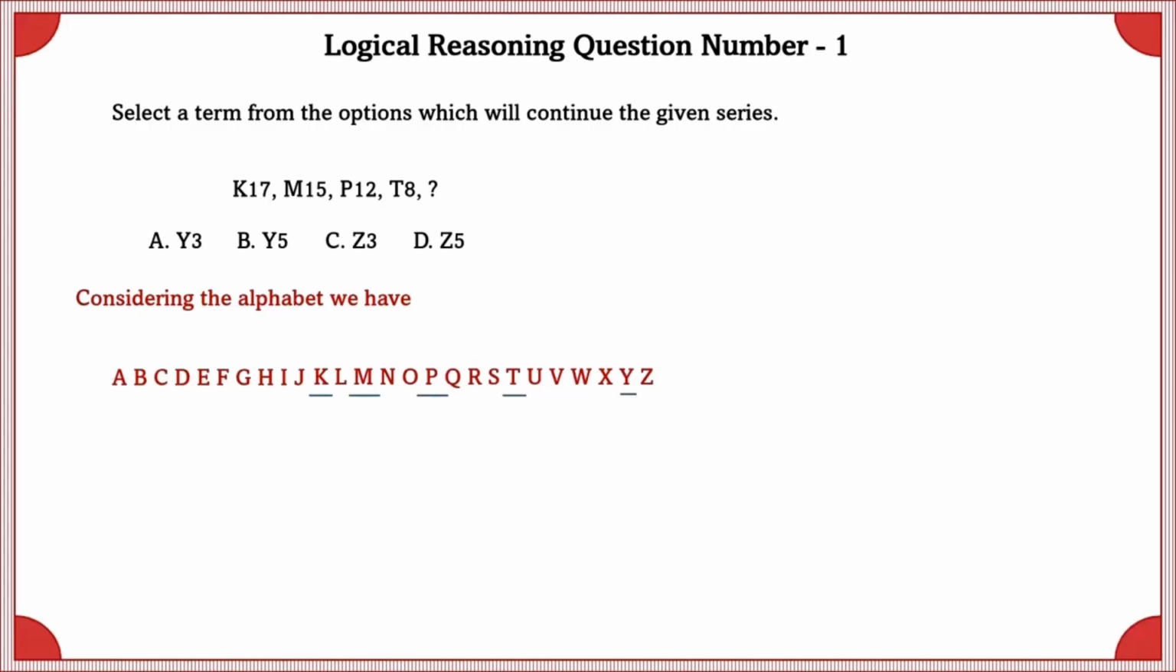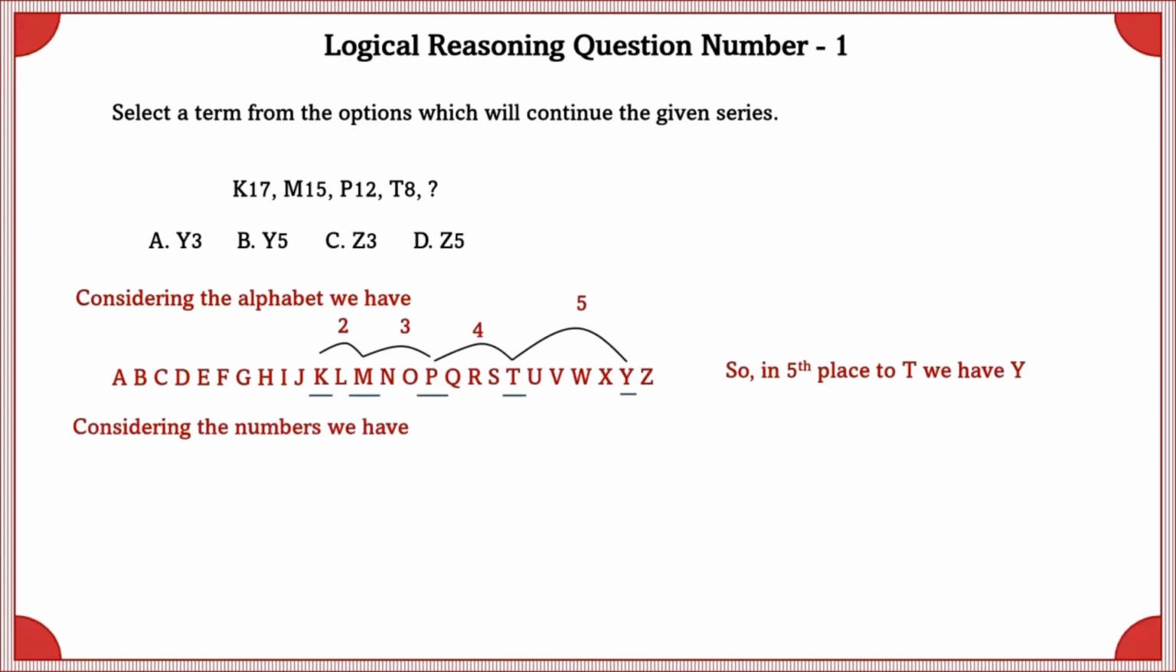Considering the alphabet, we have K, second letter is M, and from M, the third letter is P, and from P, the fourth letter is T. In fifth place to T, we have Y. Y can be in the given series.